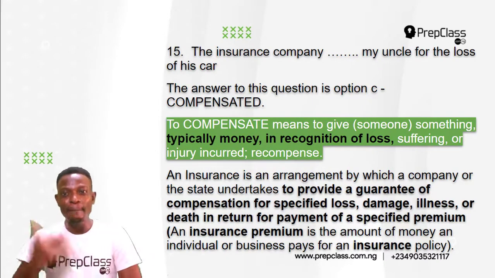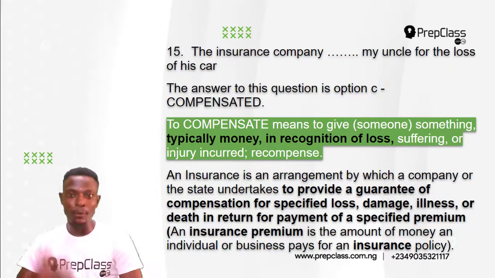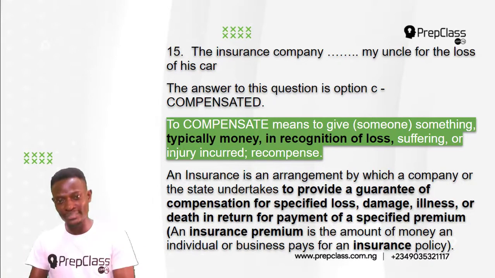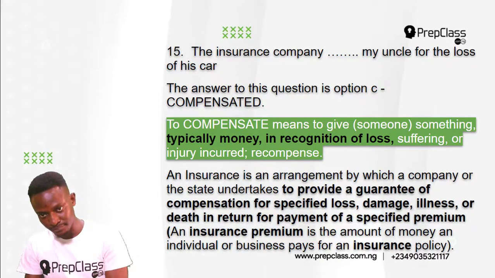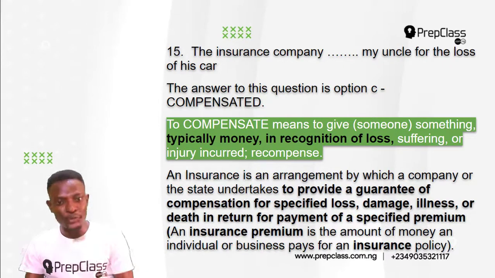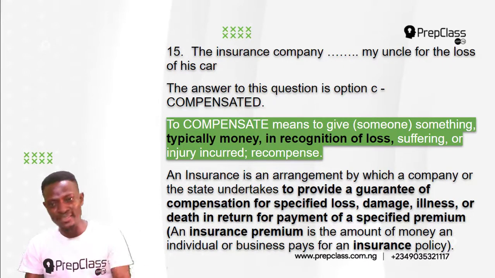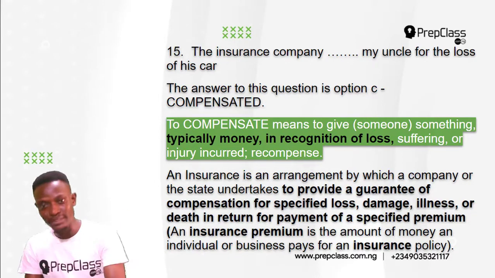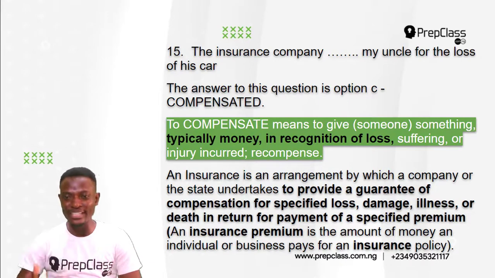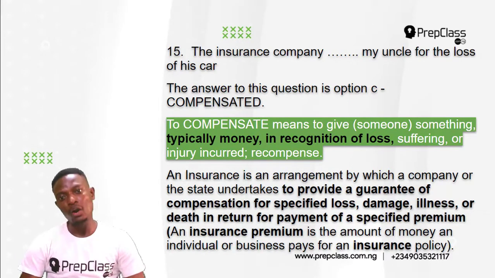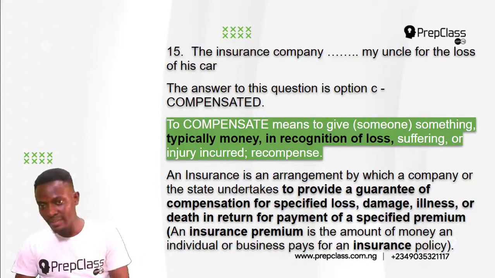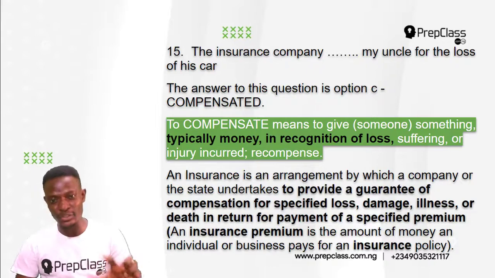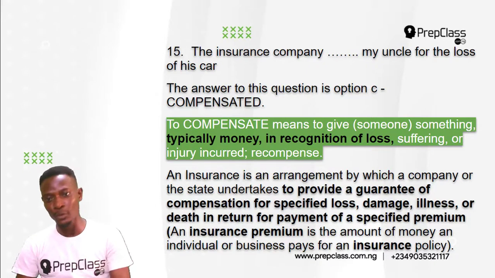To compensate means to give someone something, typically money, in recognition of loss, suffering, or injury incurred; to recompense. So for the loss of his car, my uncle was compensated by the insurance company. An insurance is an arrangement by which a company or the state undertakes to provide a guarantee of compensation for specified loss, damage, illness, or death in return for payment of a specified premium.